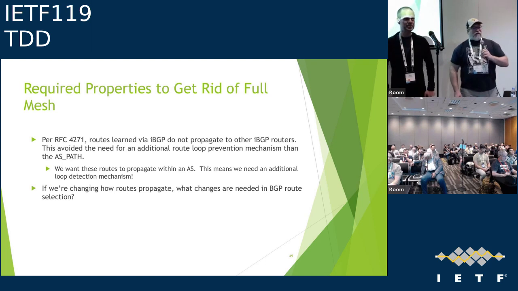So what are you going to do about that? We have to have a couple of core properties anytime we try to remove this sort of full connection where everybody gets everybody else's routes. Thing number one, we have to do something about loops.